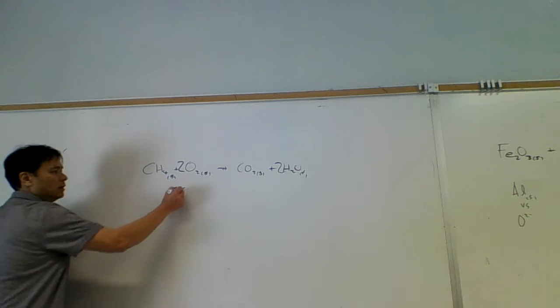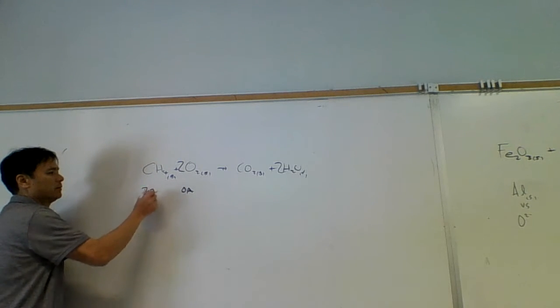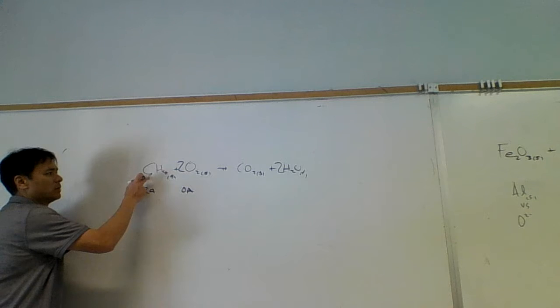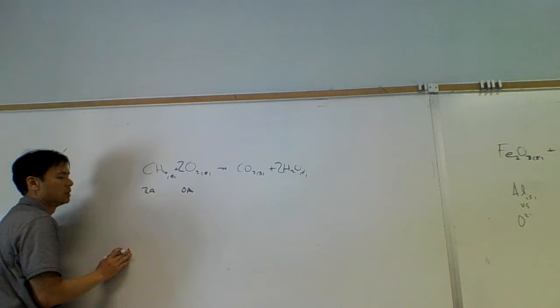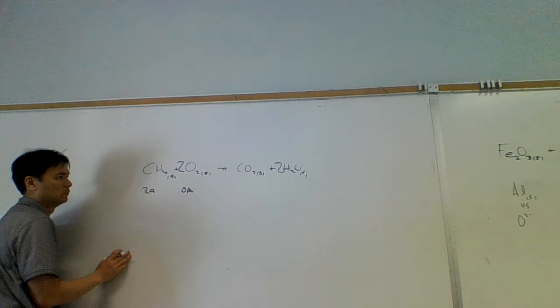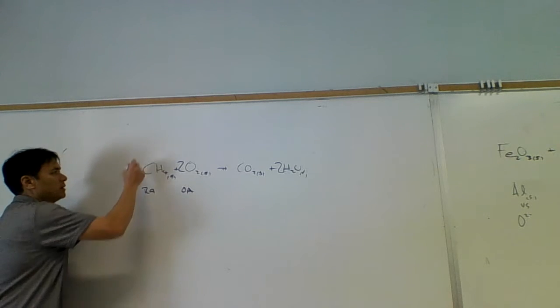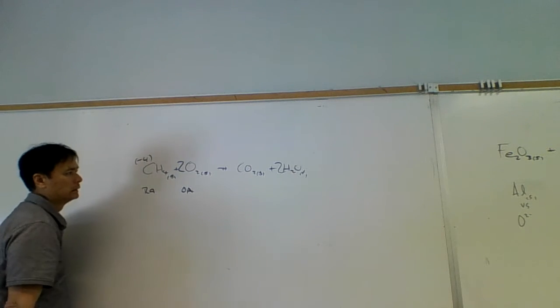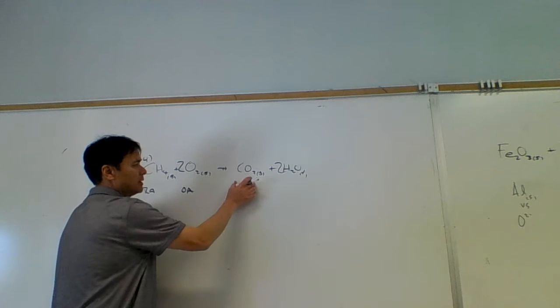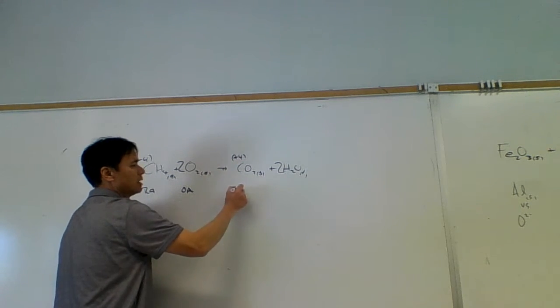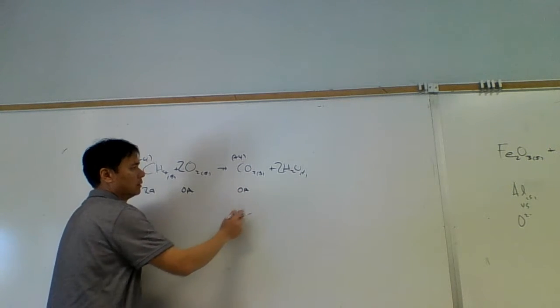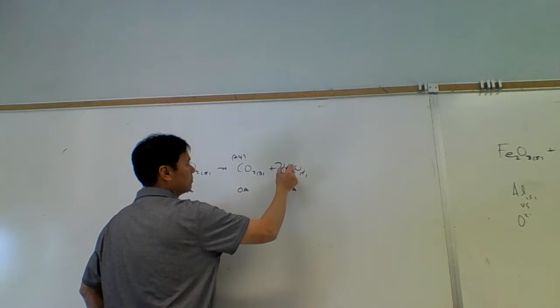Oxidizing. That means this is a reducing agent. It makes sense. This is a reducing agent because it's electron rich. Carbon, what's the charge on carbon? -4. You know what this makes this? Carbon is +4. This makes this the oxidizer. This must be the reducer.